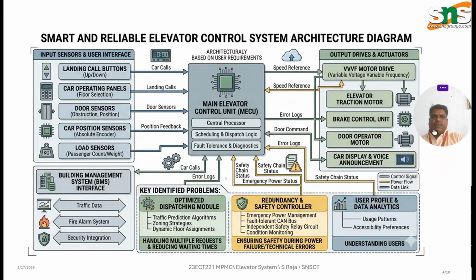So this is how the elevator looks. From the input, the input and user interfaces are classified as landing call buttons, car operating panels, door sensors, car position sensors, and load sensors. Second, the main elevator system.